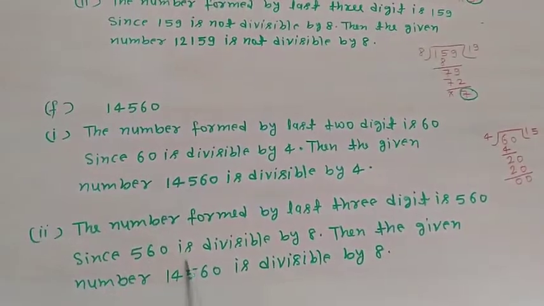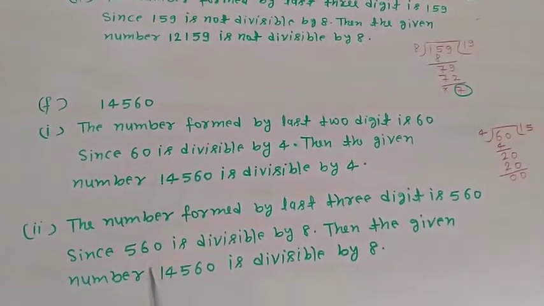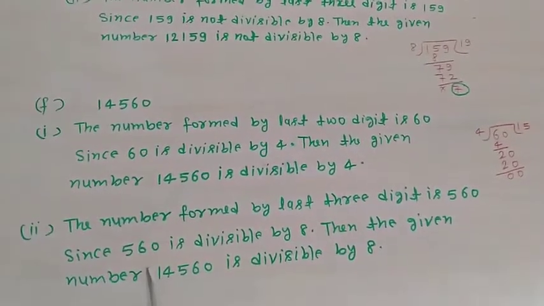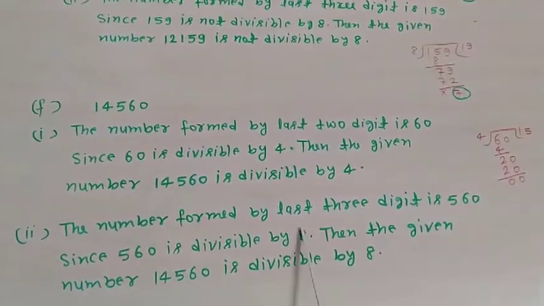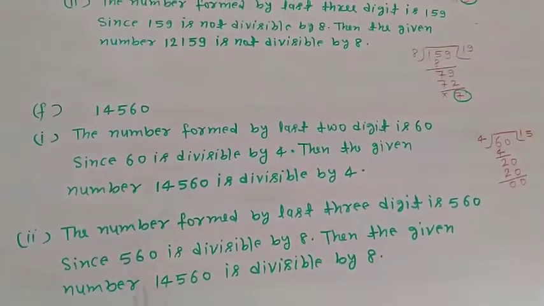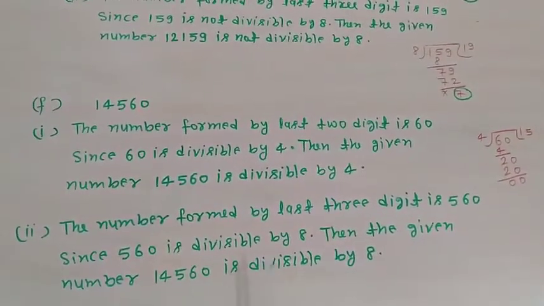Since 560 is divisible by 8, if you divide 560, we obtain 70. Okay, so 560 is divisible by 8. Then the given number 14,560 is divisible by 8.